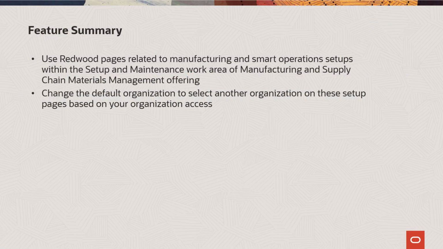To summarize, with this feature, you can use Redwood pages related to manufacturing and smart operations setups within the setup and maintenance work area of manufacturing and supply chain materials management offering. You can also change the default organization to select another organization on these setup pages based on your organization access.